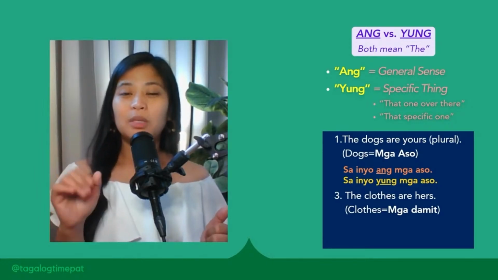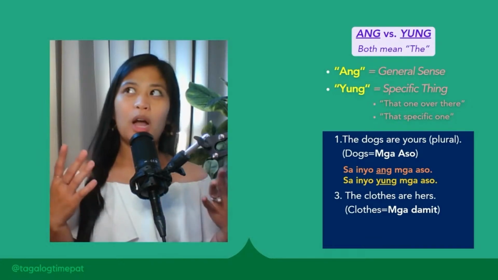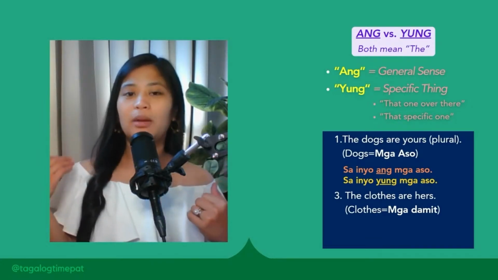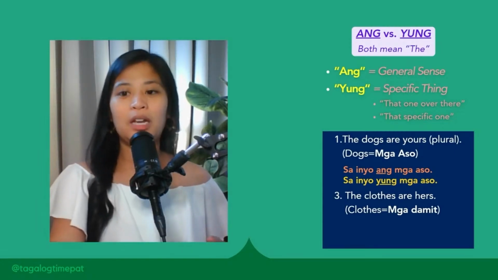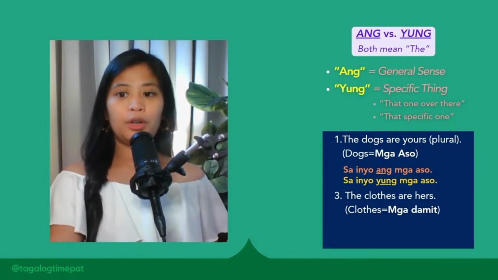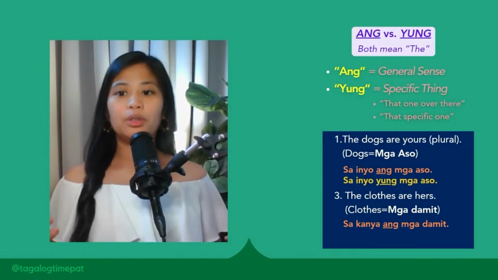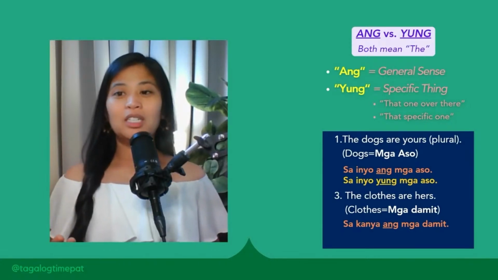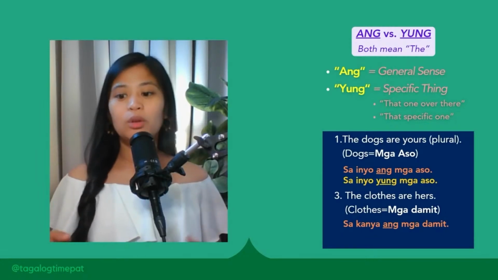So it's a very subtle difference there, ang and yung. And oftentimes people are just using them interchangeably. But when I use yung, it's like I'm already talking about something specific. We had already been talking about some specific dogs, and I'm like, oh yeah, the dogs are yours. Now the next example, the clothes are hers, we learned, sa kanya ang mga damit. The clothes are hers. We're just talking about it in a general sense. We don't know what clothes specifically. We're just saying, oh, the clothes are hers.